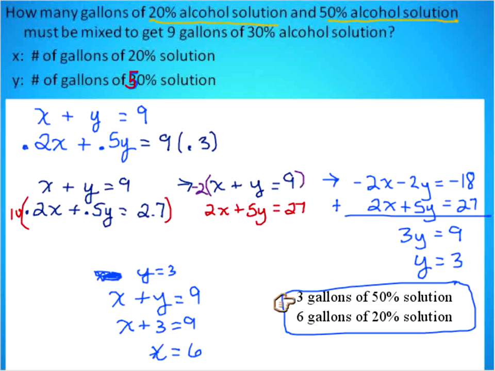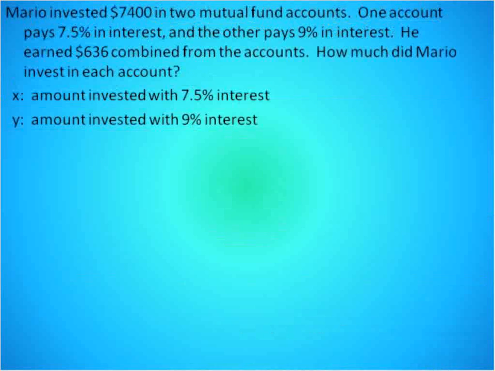Alright, last but not least, you can pause if you need to. Mario invested $7,400 in 2 mutual fund accounts. One account pays 7.5% interest and the other pays 9% interest. He earned $636 in interest combined from the accounts. How much did Mario invest in each account?